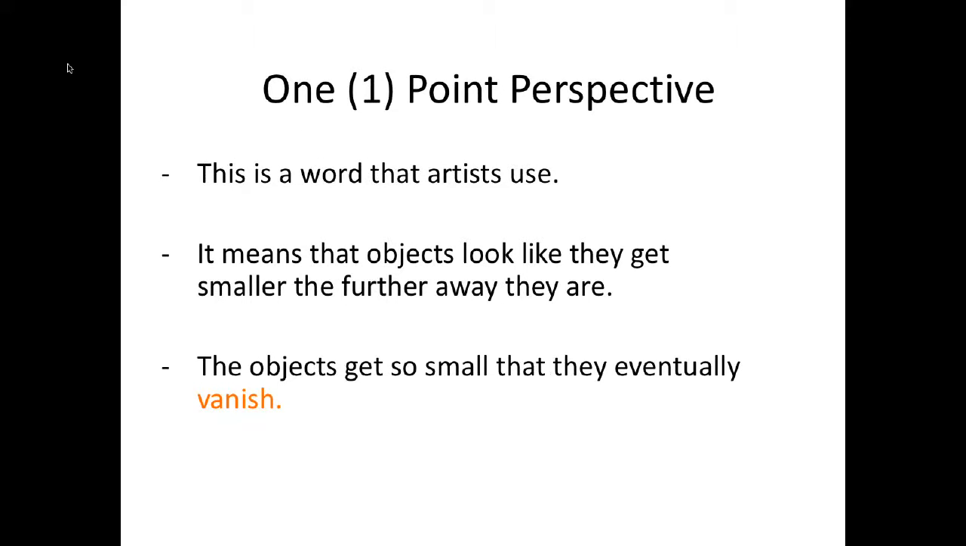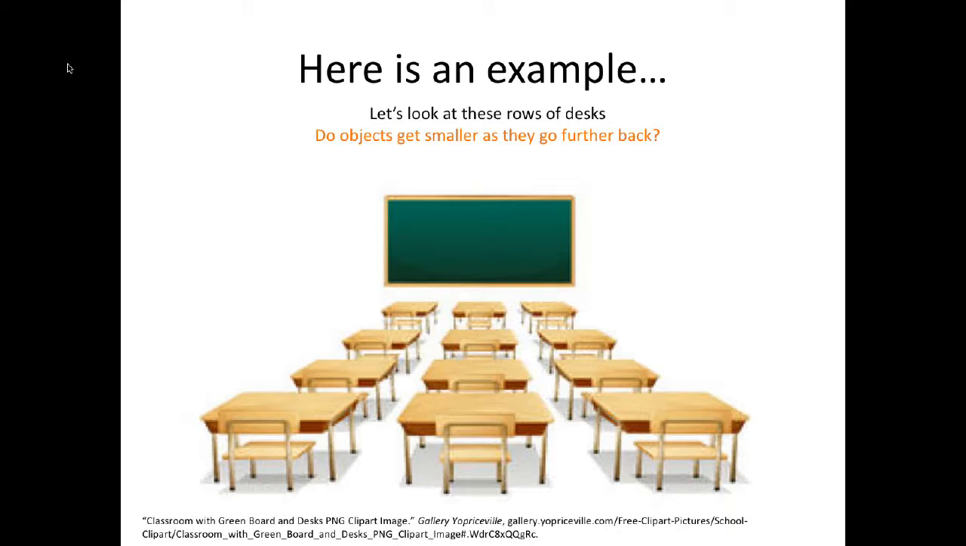One-point perspective in art is a word that artists use. It means that objects look like they get smaller the further away they are. The objects get so small that they eventually vanish. Here's an example. Let's look at these rows of desks. Do the objects get smaller as they go further back? If we look at this middle row, the desk closest to us appears much larger than the desk furthest away from us, but we know that these desks are all the same size. Let's make sure that's correct.